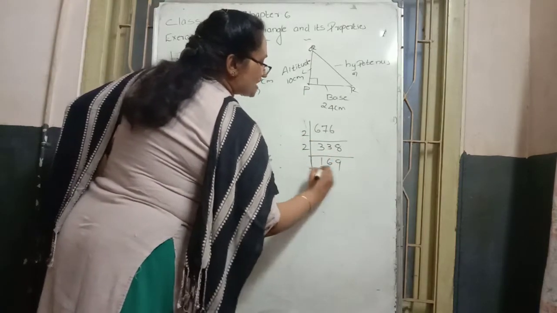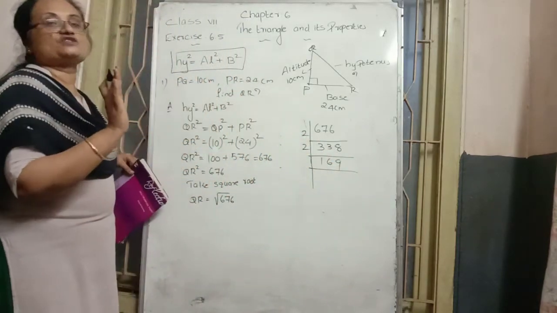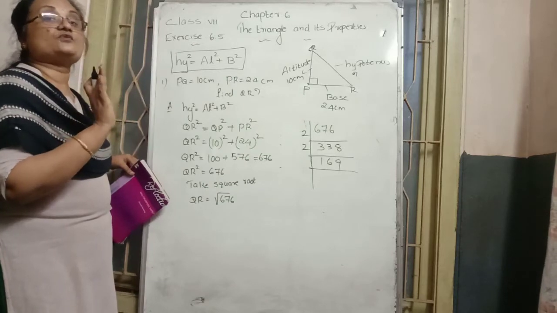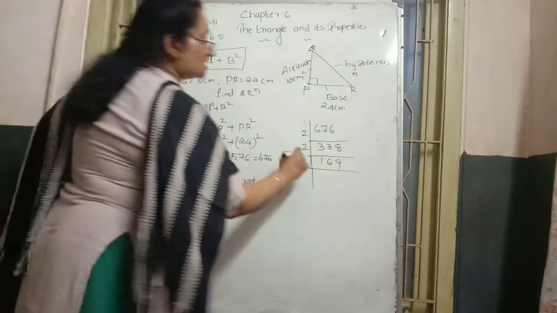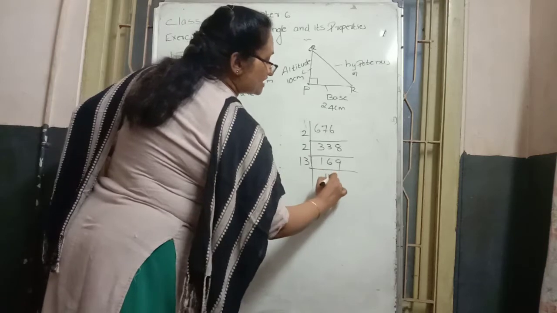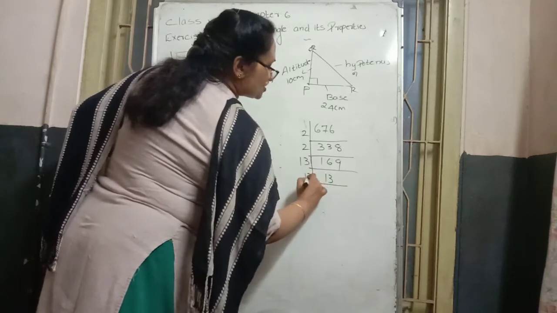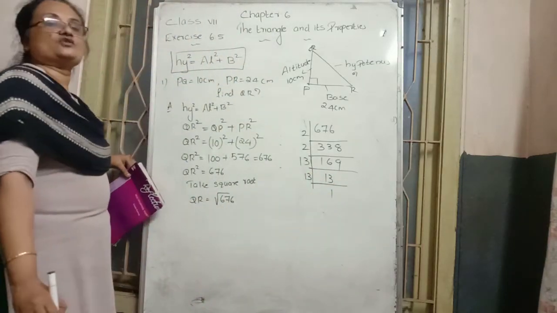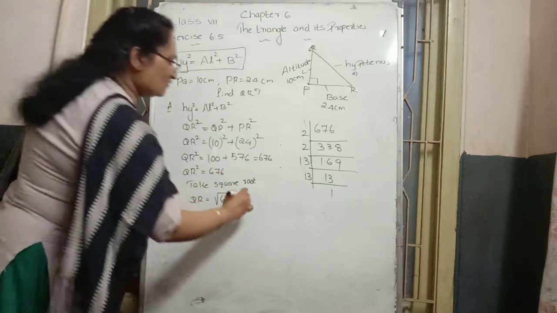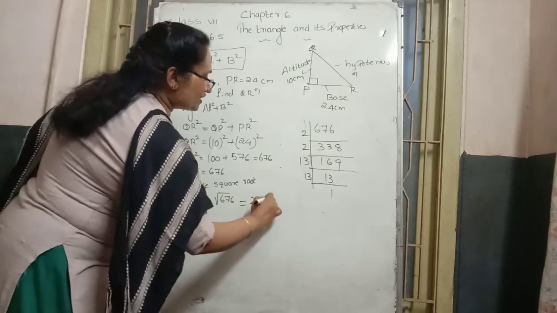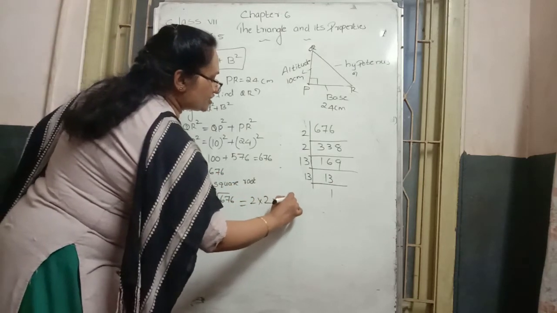Then searching any other table, not possible, 169. Which in table only the 13 table, 13 into 13 becomes 169. So 13 is a prime number. So use only 13 to divide. What are the factors? 2 into 2 into 13 into 13.